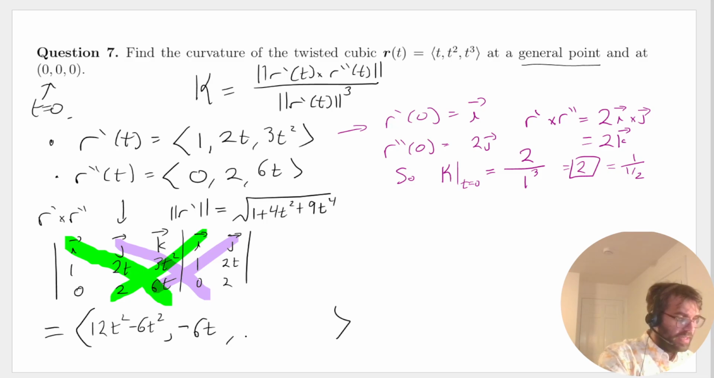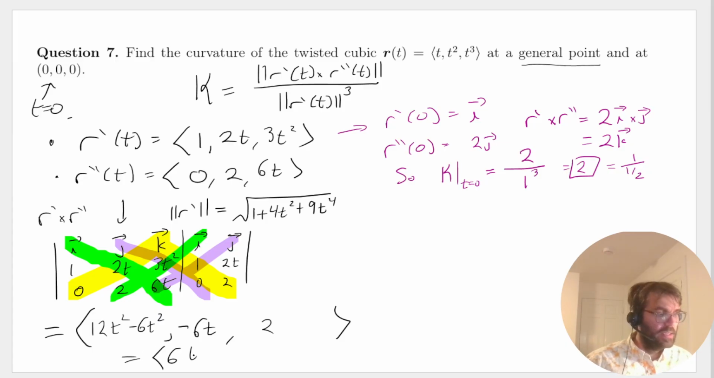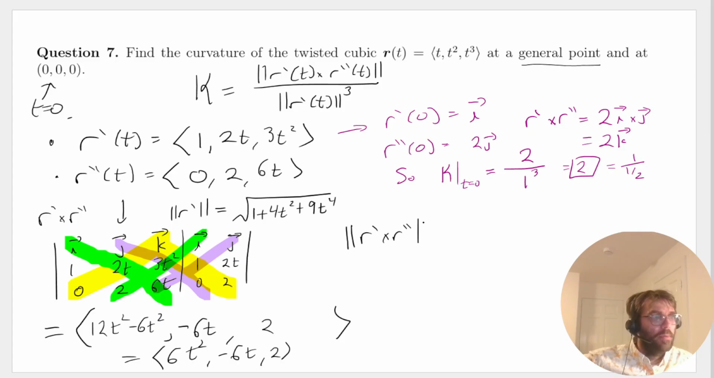I'm just tracking down where I am here. The k component. That's a 2. That's a 0. This is 6t squared, minus 6t, 2. Now we just need to find the length of r prime cross r double prime. Not that bad, really. Especially if we don't need to simplify. 36t to the 4 plus 36t squared plus 4.